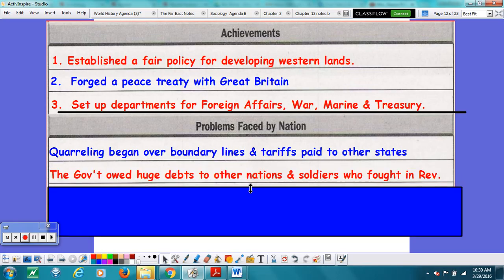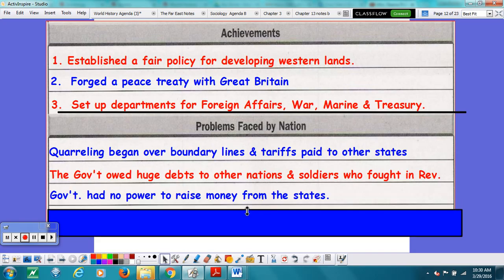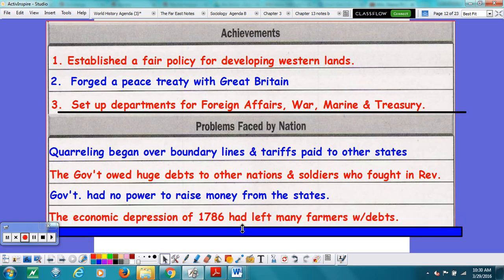The government owed huge debts to nations and the soldiers that fought in the Revolutionary War. And this is kind of where Daniel Shays comes in, because some of his men were protesting for compensation. And then finally, the last couple items, the government had no power to raise money from the states. And this economic depression that took place in 1786 left a lot of farmers with debts, hence Shays' rebellion as well.